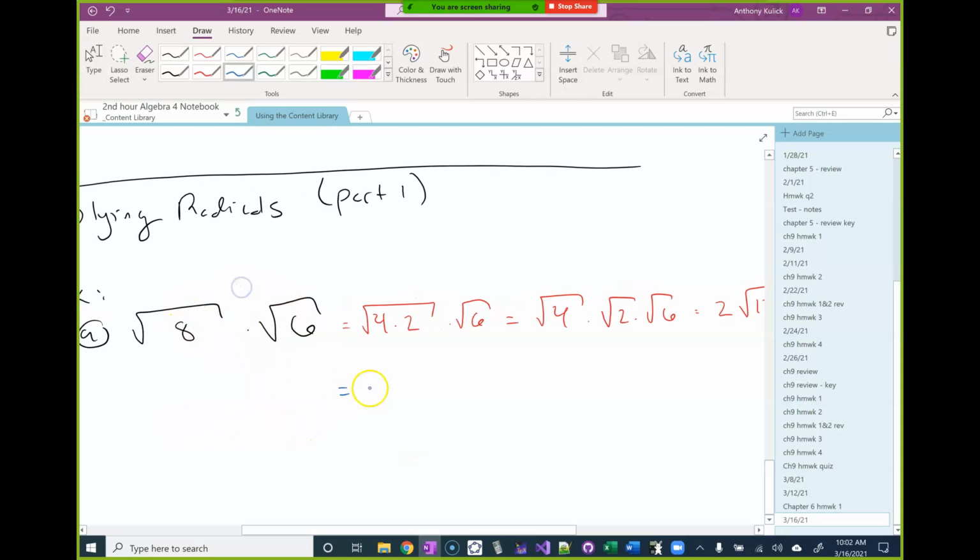Still get you the same spot. Now it appears that this way was faster, right? And when the numbers are relatively small, it probably is.